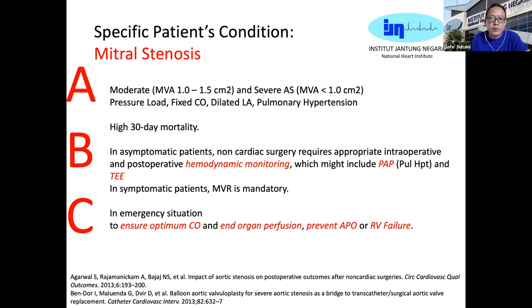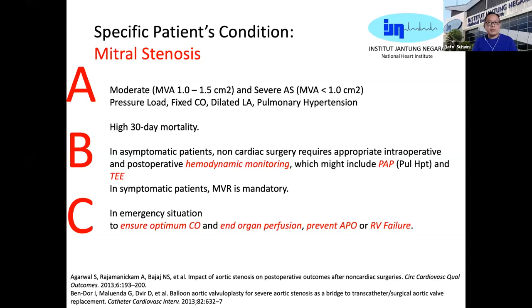Again, this is a pressure load condition resulting in a hugely dilated left atrium, making the preload to the left ventricle rather fixed, and resulting in a fixed cardiac output as well. Pulmonary hypertension is common. It is associated with high mortality and morbidity. In an asymptomatic patient, non-cardiac surgery requires appropriate intraoperative and postoperative hemodynamic monitoring, which might include a pulmonary artery catheter to monitor the pulmonary hypertension, and if available, transesophageal echocardiography.